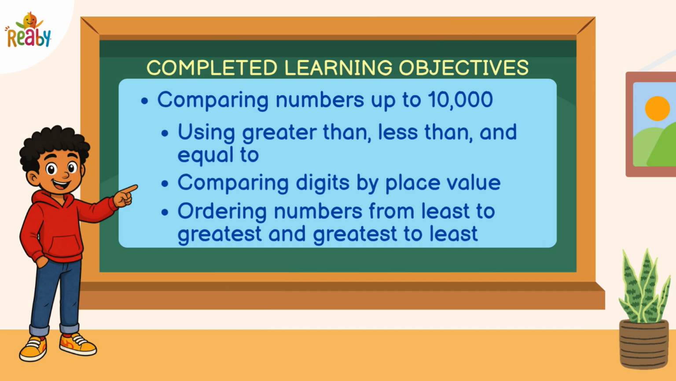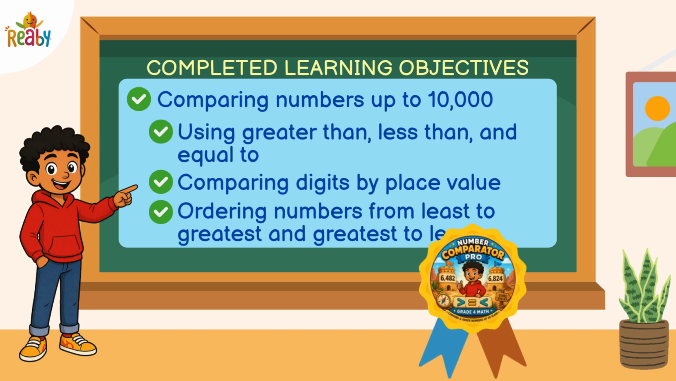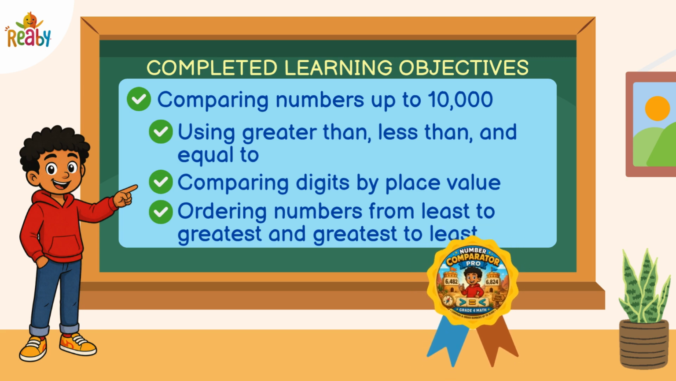Let's review what we learned today. You compared numbers up to 10,000. You used greater than, less than, and equal to. You compared digits by place value, and you ordered numbers from least to greatest and greatest to least. Great job completing all of today's learning objectives. For comparing and ordering numbers up to 10,000, you earned the Number Comparator Pro badge.